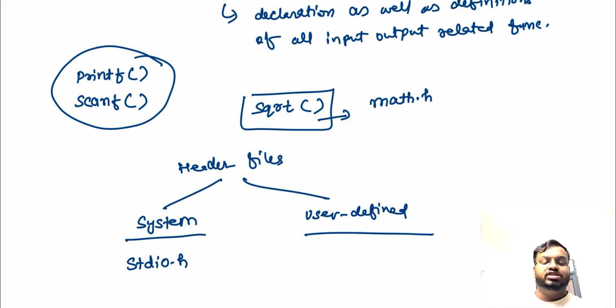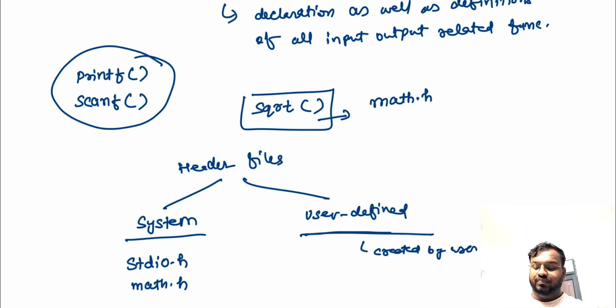stdio.h, this is a system header file. math.h, this is a system header file. But user defined, see the name, user defined means it is defined by the user. What does this mean? This means you can create your own header file as well. Header file created by the user.